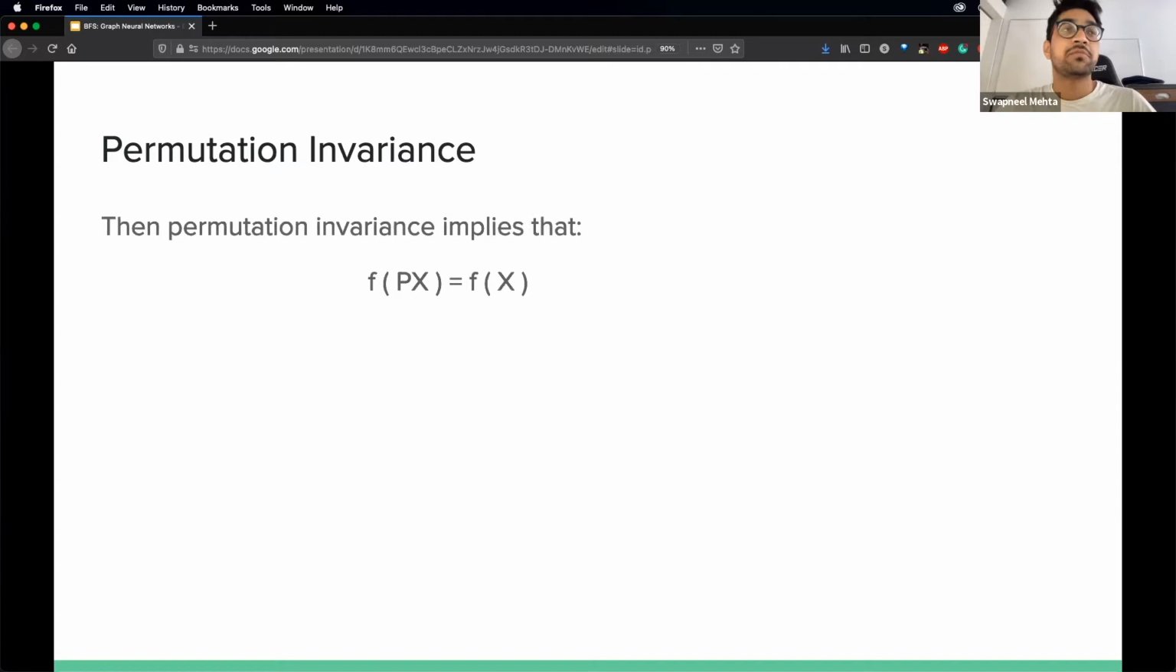Anyway, permutation invariance then mathematically implies that a function operating on a permuted version of X will have the same output as a function operating on X. So no matter how you shuffle around the rows, this f(PX) will have the same values as f(X). Everyone on board with this? I'll pause if there are doubts.